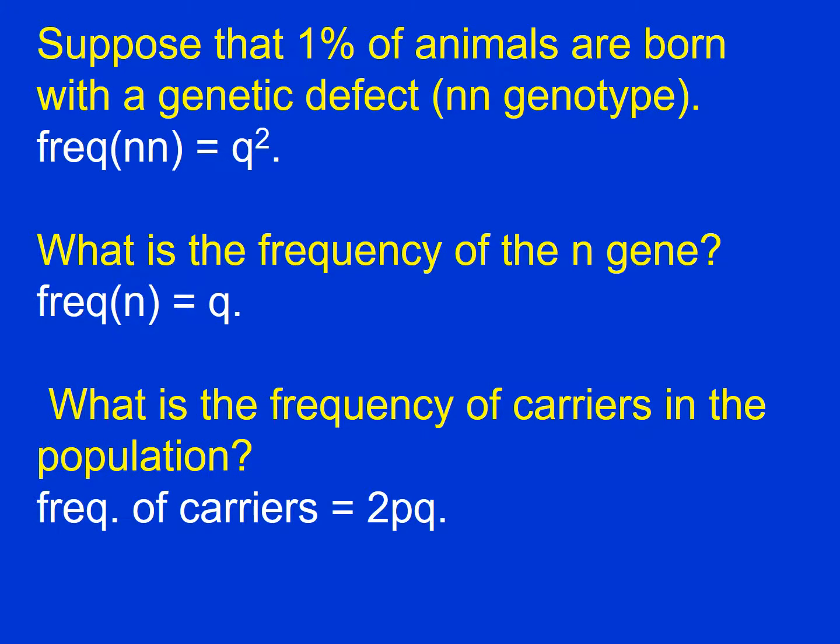So here we have it all laid out. We know what Q squared is. That's 1%. We want to calculate Q, or the frequency of that recessive gene. We want to find the percent carriers in our population.